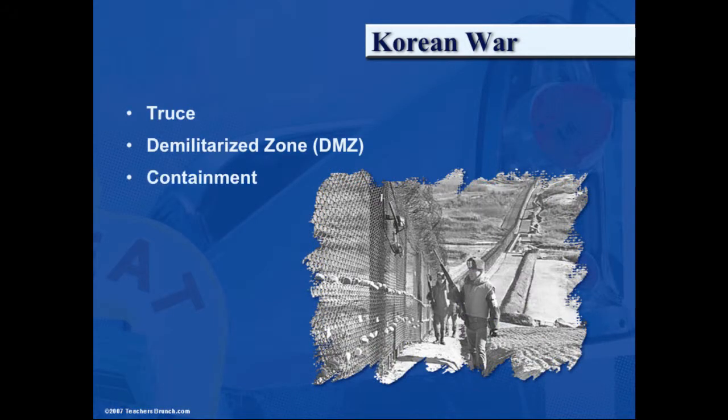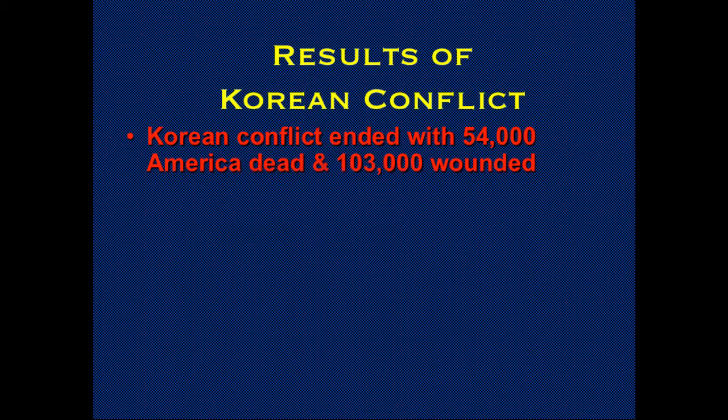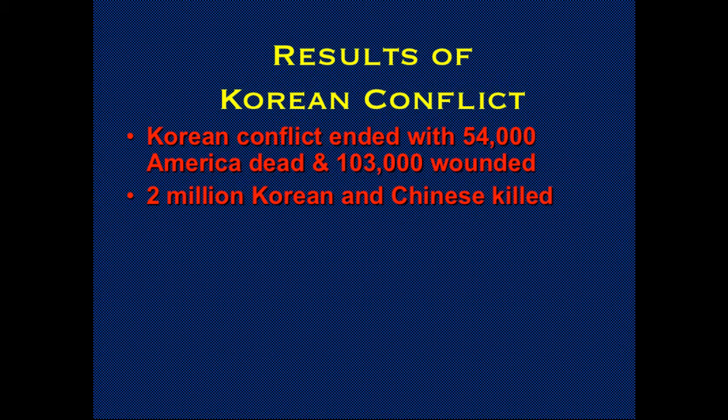As I said, a truce. This is what the border looks like right now. But there still is no official end to the Korean War. The results of the Korean War: 54,000 American dead, 103,000 wounded. 2 million Koreans and Chinese were killed.